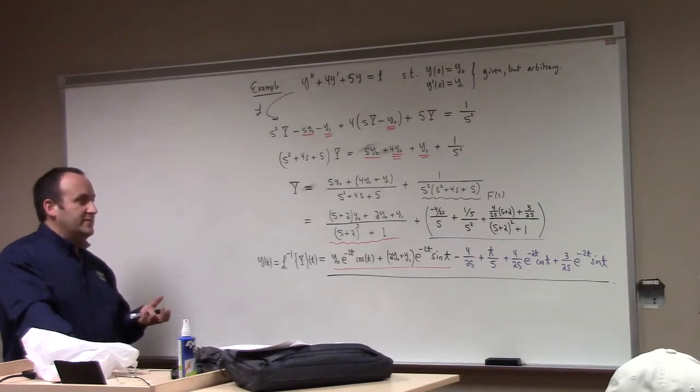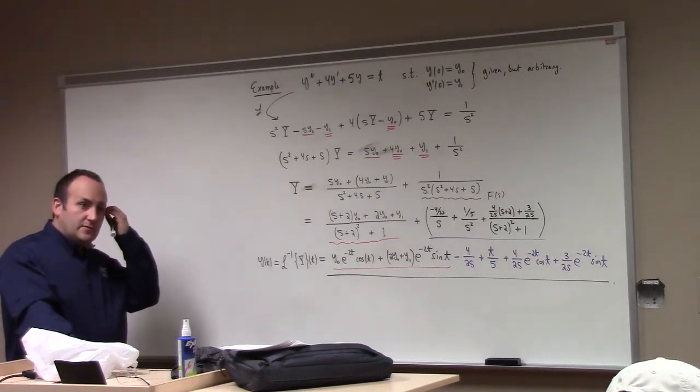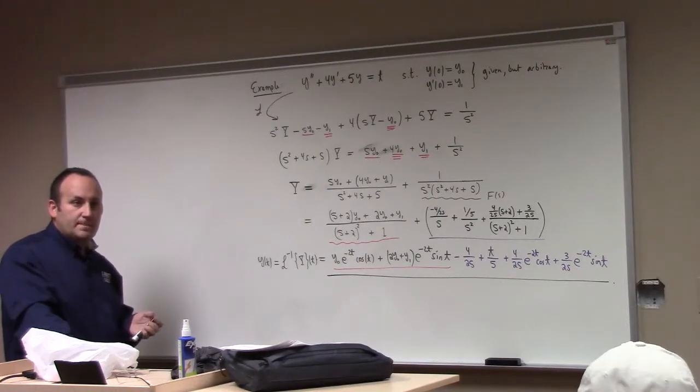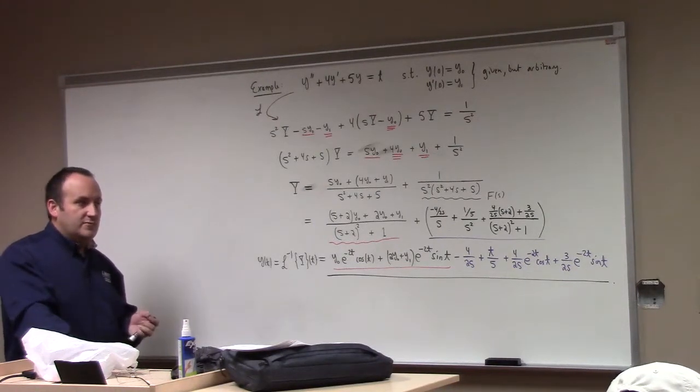And then the other piece, of course, that's a pain is that I put a t on the other side, right? So that makes the partial fractions a little bit harder. Any questions about what we did?